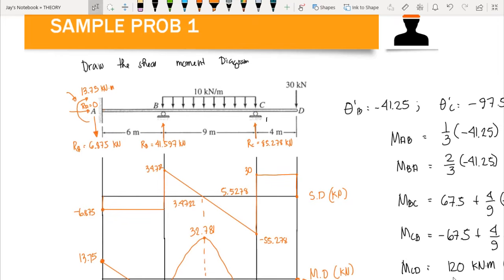In the second part of this discussion, we will try to solve a new situation, a new case of indeterminate structure, and we will still be applying the slope deflection method. Now I would leave the link of part two of this discussion in the description below.